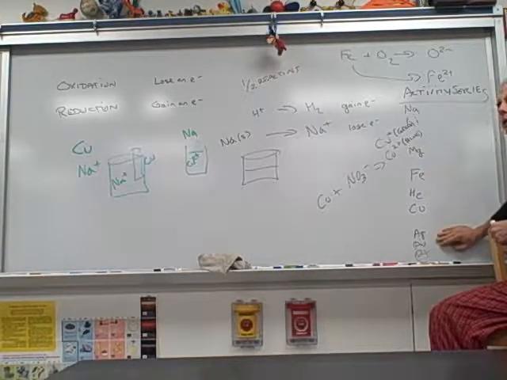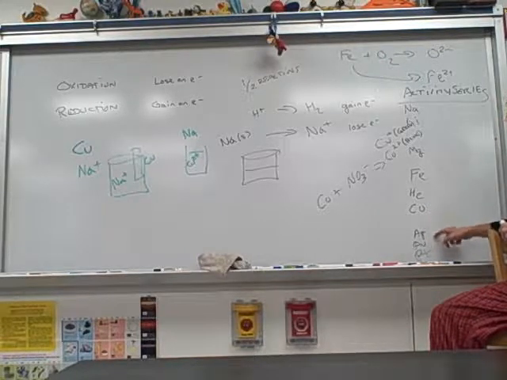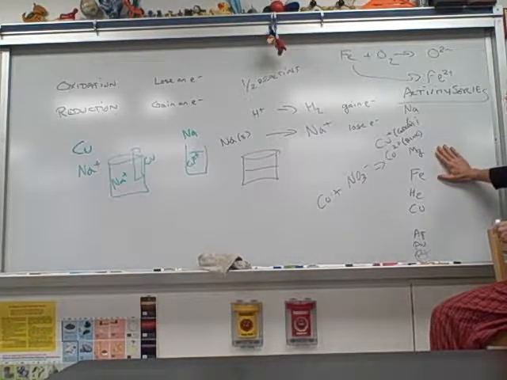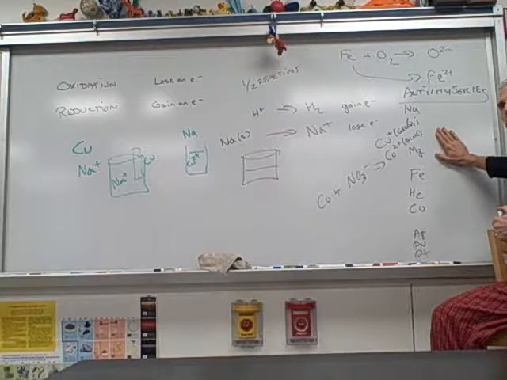So if I had silver ions, gold ions, platinum ions, they would take the electrons from everything up here. These metals. They would strip the electrons right off the metal. Make sense, Hannah?